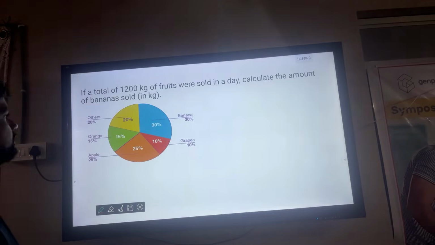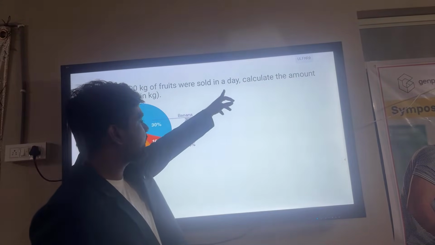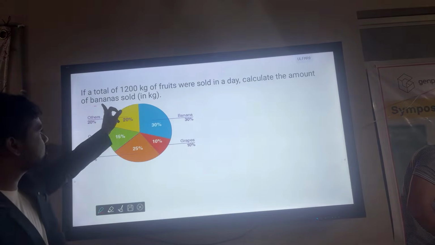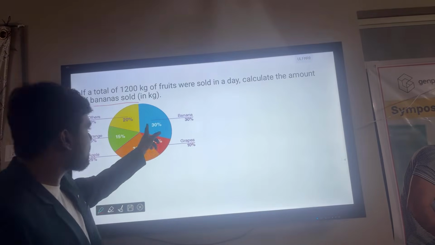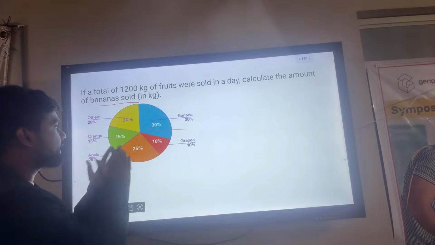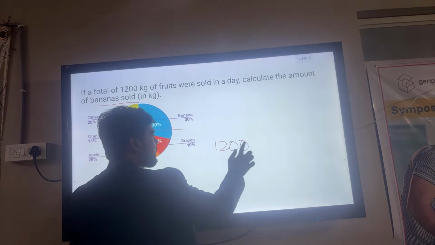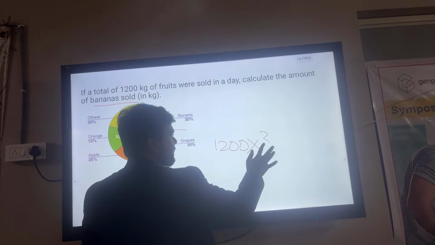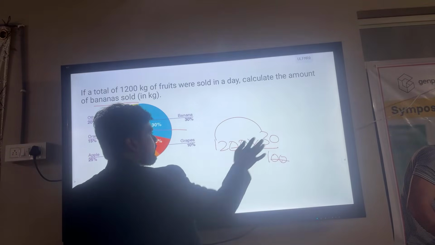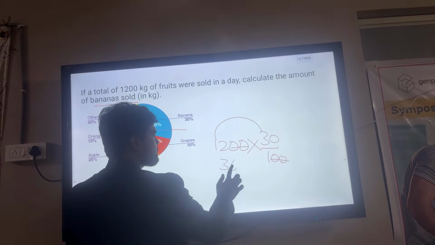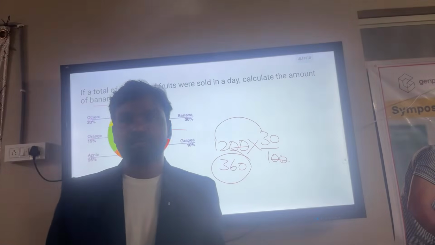In this data interpretation question, totally 1200 kg of fruits are there in a day. Calculate the amount of bananas sold. Totally 100% is there, and in this 100%, bananas are only 30%. You have to identify the 30% value. Total fruits are 1200, and you have to identify 30% of 1200. 30% is 30 by 100. Zeros cancel, 12 3s are 36, and then 0. How many bananas sold? The answer is 360.